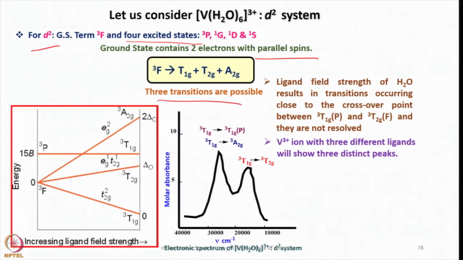These transitions are possible. The ligand field strength of water results in transitions occurring close to the crossover point between 3T1g and 3T1g(P), and they are not resolved. But why is this not resolved here? I will show a vanadium 3+ ion with 3 different ligands, which will show 3 distinct peaks. You can see this is the first one, 3T1g to 3T2g, and then we have 3T1g to 3T1g(P), and then we have 3T1g to the high energy 3A2g(F). So 3 transitions are possible. They are represented here, and 2 have a very narrow gap. As a result, they are coming here, and then this is 3T1g to 3T2g here.